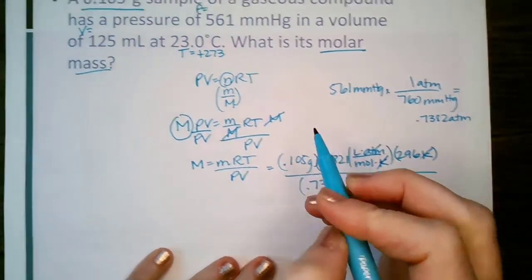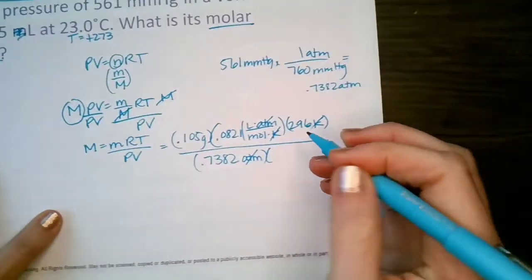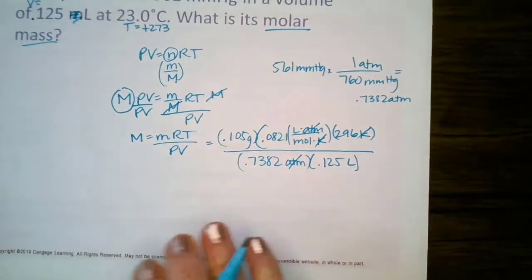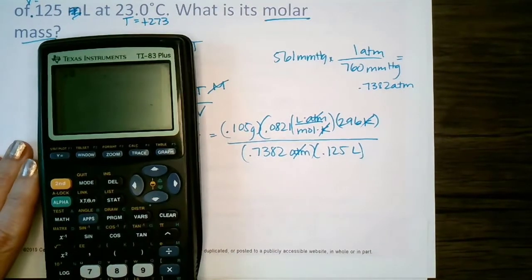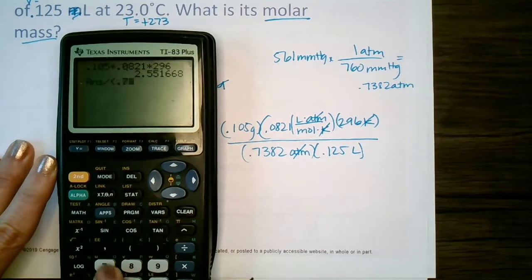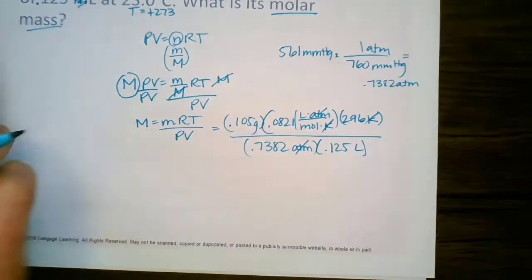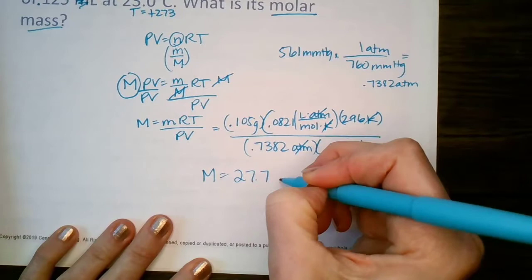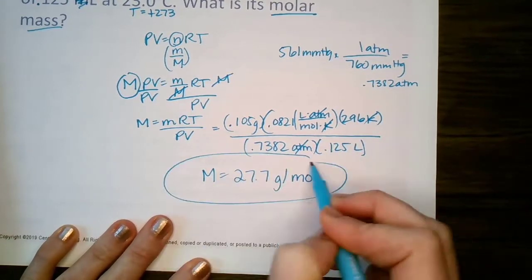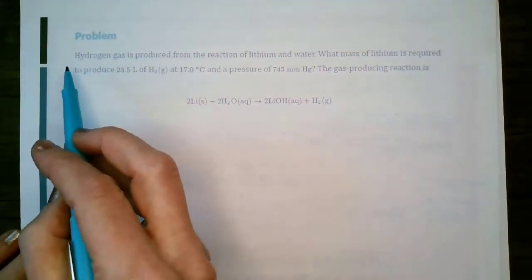And our volume, we need, so that's atmospheres, atmospheres, kelvins, kelvins. I need in liters. We were given milliliters, so let's make 125 milliliters into 0.125 liters. And let's do the math. 0.105 times 0.0821 times 296, all divided by 0.7382 times 0.125, parenthesis, we should get 27.7 grams per mole for the molar mass of this compound.